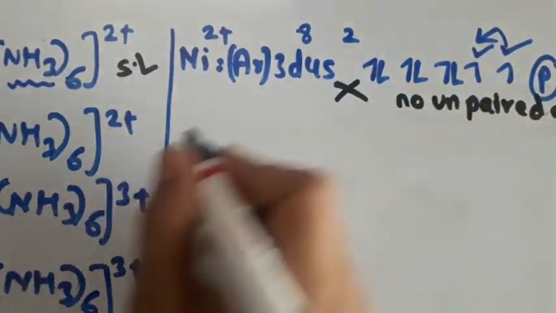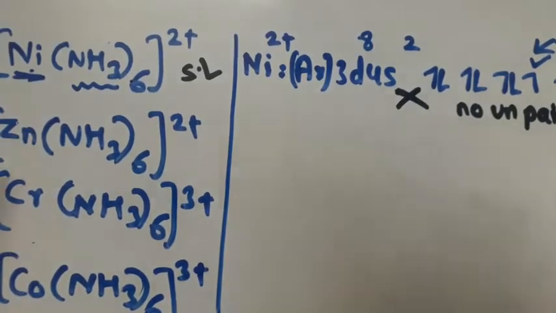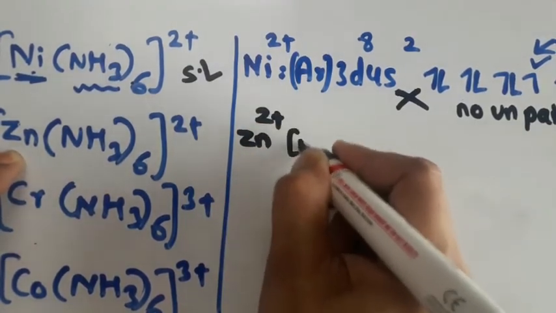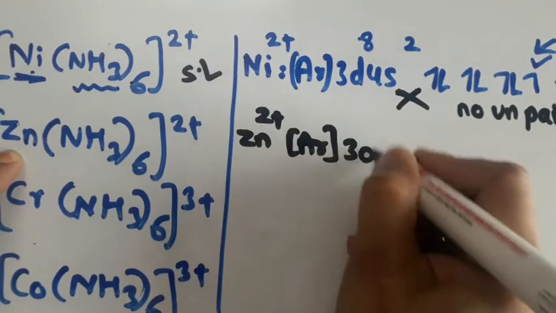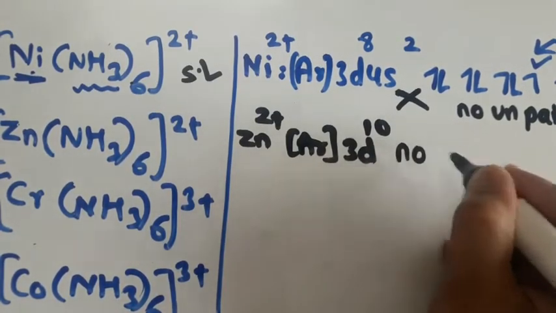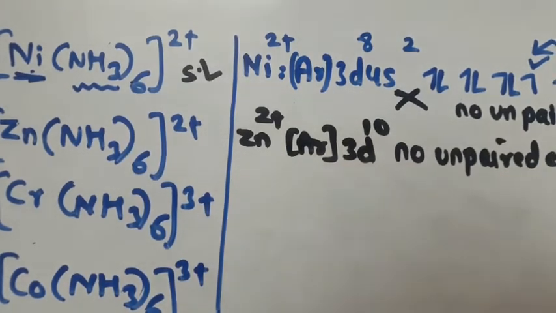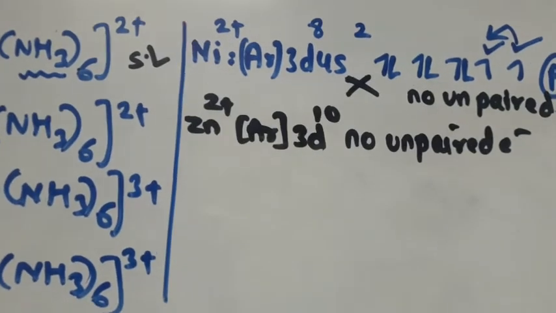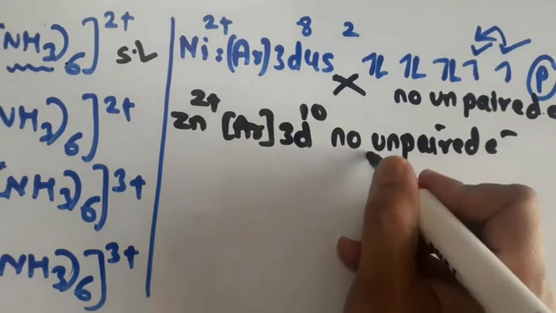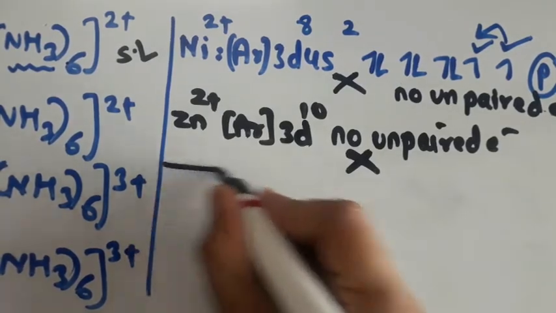Next we have zinc. Just have a look at zinc now. Zinc plus 2 would be Ar 3d10. Now students, 3d10 means all electrons are paired, isn't it? So no unpaired electron. If no unpaired electrons are there, what will happen? It is not going to show paramagnetism.